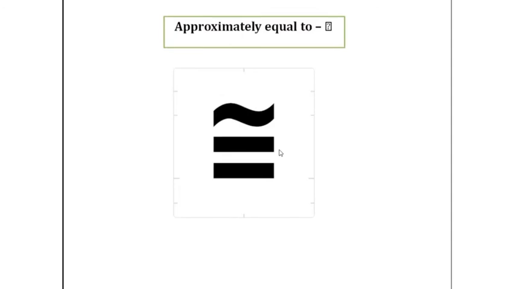Next, this is an approximately equal to sign. It is used to show that two or more than two digits are approximately equal. When we find the comparison between two digits, whether it is equal to, whether it is greater or lesser, this sign helps us to find out the approximately equal to between two digits.